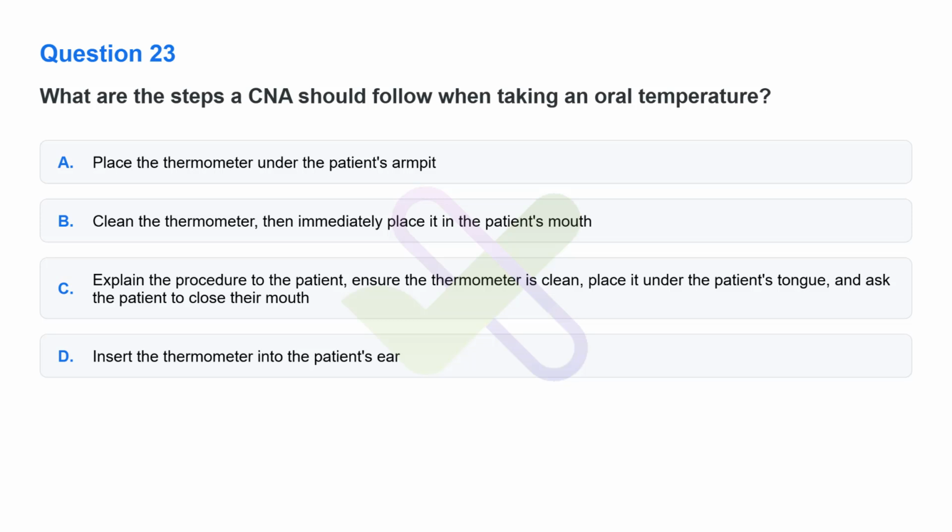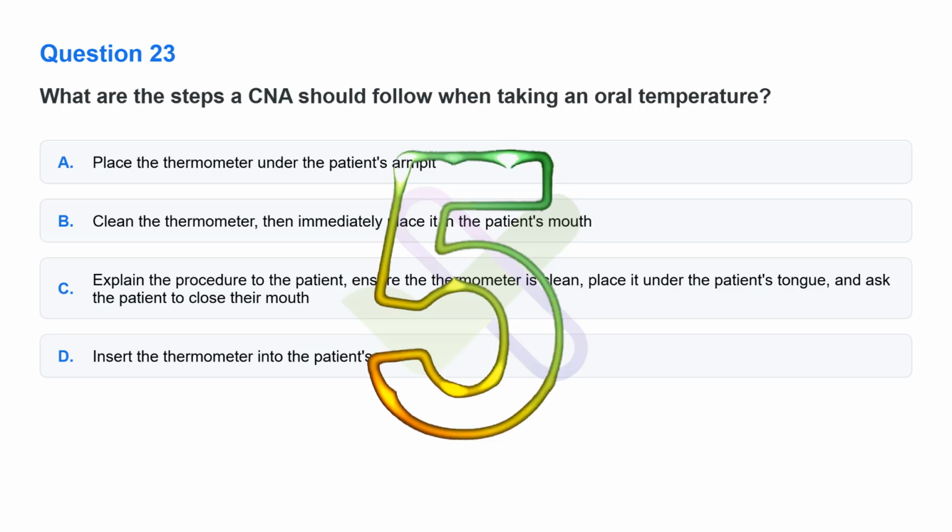What are the steps a CNA should follow when taking an oral temperature? A. Place the thermometer under the patient's armpit. B. Clean the thermometer, then immediately place it in the patient's mouth. C. Explain the procedure to the patient, ensure the thermometer is clean, place it under the patient's tongue, and ask the patient to close their mouth. D. Insert the thermometer into the patient's ear.